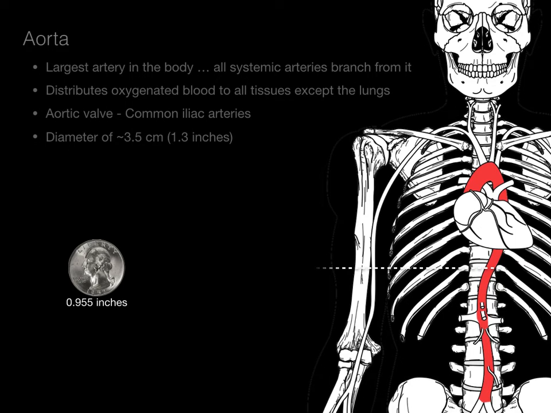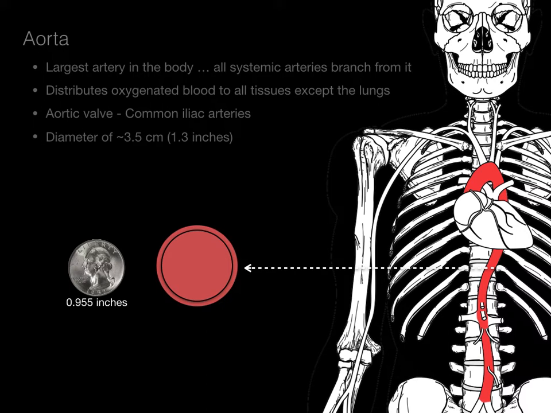But anywho, there we take a cross-section through the aorta, and we see how big the aorta is in cross-section, and we see that it's larger than a quarter. That is an enormous vessel. And that's why pressure in there can be up to 120 millimeters of mercury and higher.